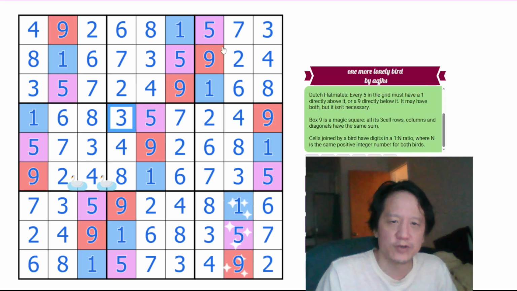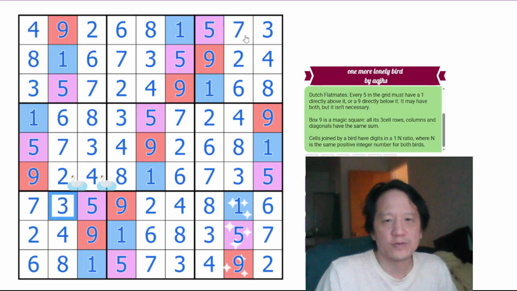Box 5, 3. Box 7, 3. Box 9, 3. Box 2, 3. Box 4, 3. Box 1, 3. Box 6, 3. Box 8, 3. Box 1, 4. Box 6, 4. Box 8, 4. Box 5, 4. Box 7, 4. Box 3, 4. Box 9, 4. Box 2, 4. And then 4 is in the same box.